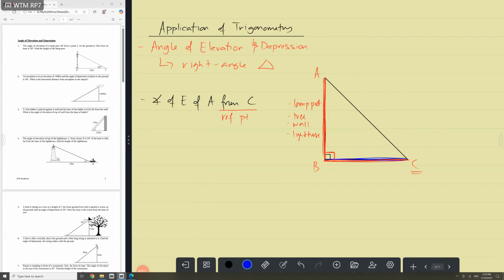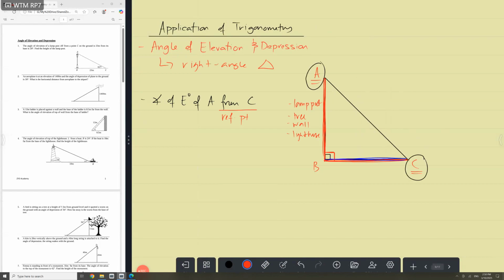From the horizontal line, the angle of elevation goes upwards. Let me go back in my explanation. We identify the reference point, which is C, and then we need to find where the end point is. In this case, the angle of elevation of A from C. So we're talking about point A and point C. These are the two points involved.